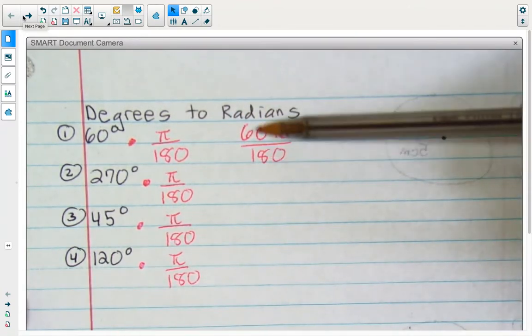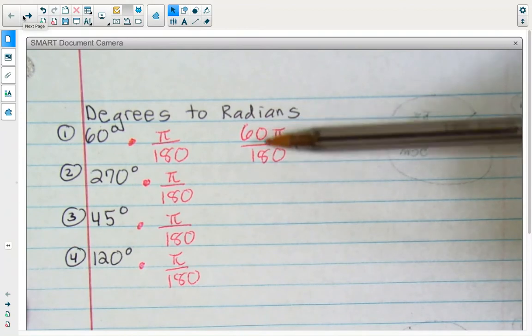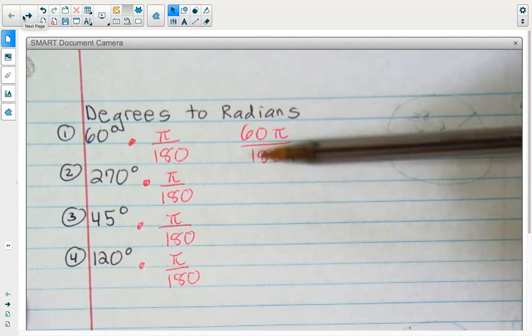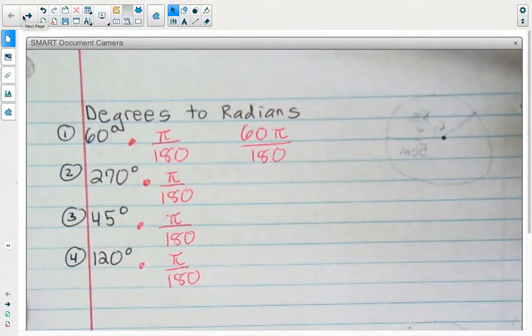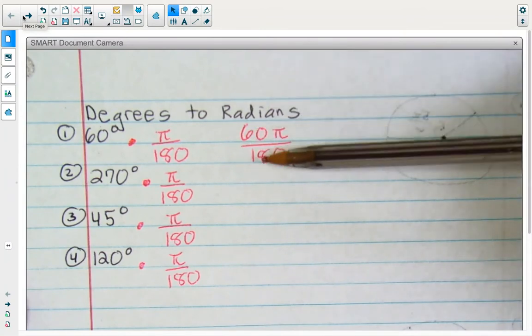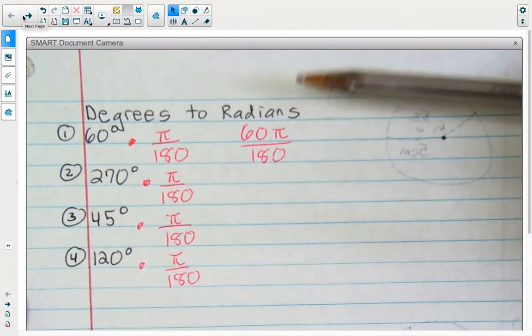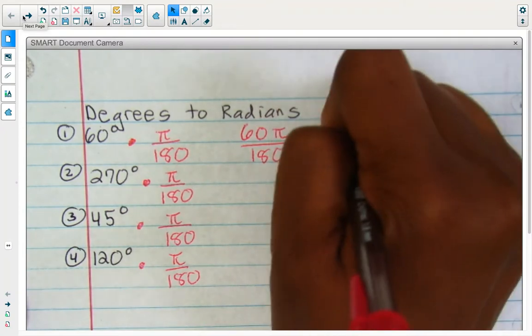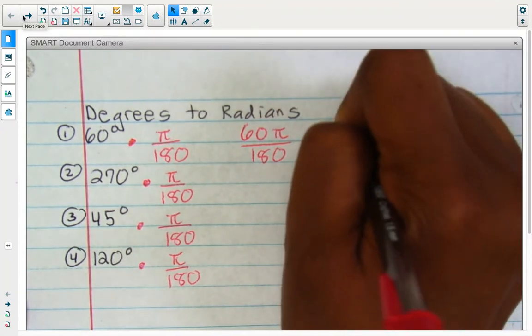Now, 60 and 180 can be reduced, so we definitely want to reduce this. So 60 over 180, feel free to type that in Desmos, becomes 1/3. So my answer is pi thirds.